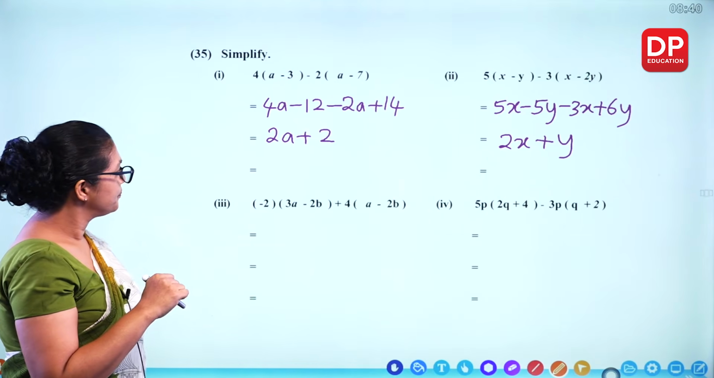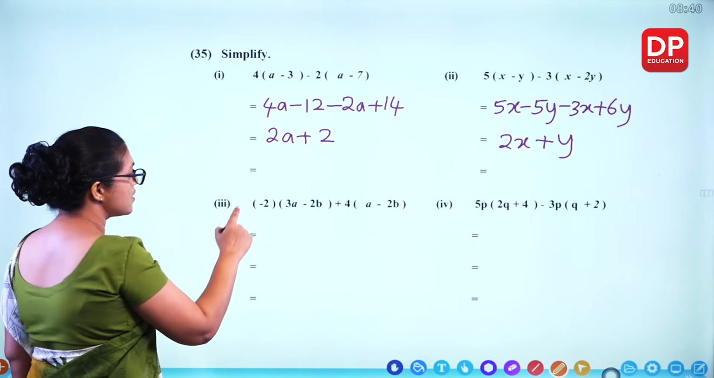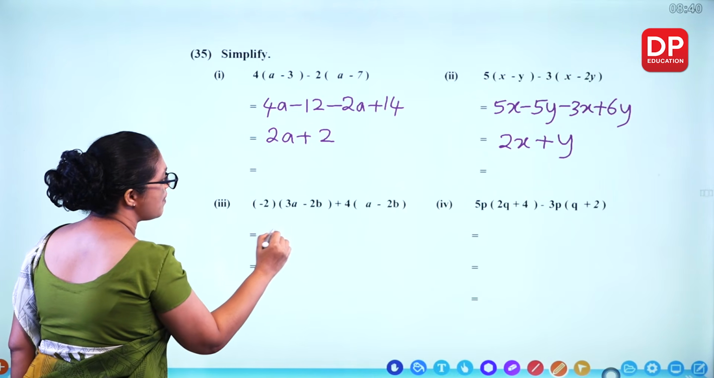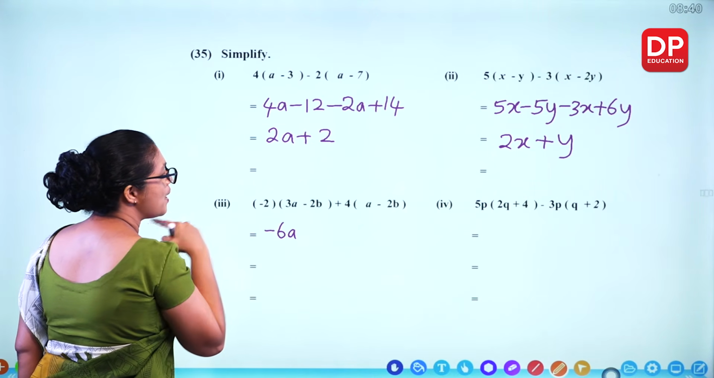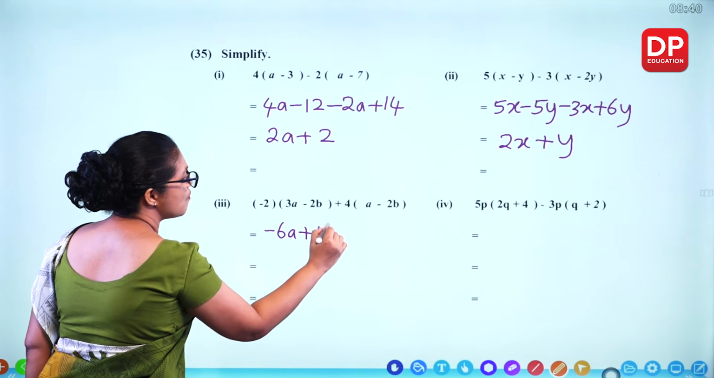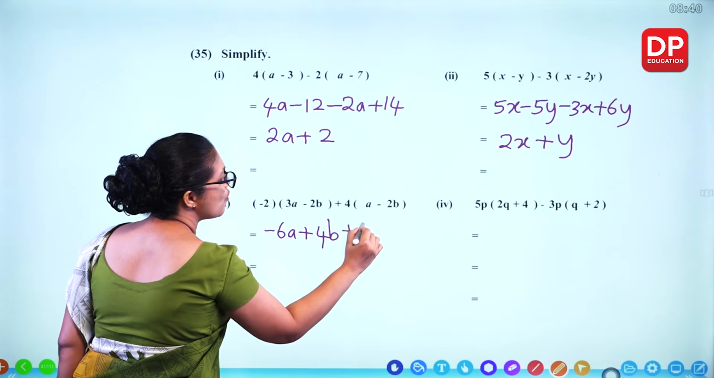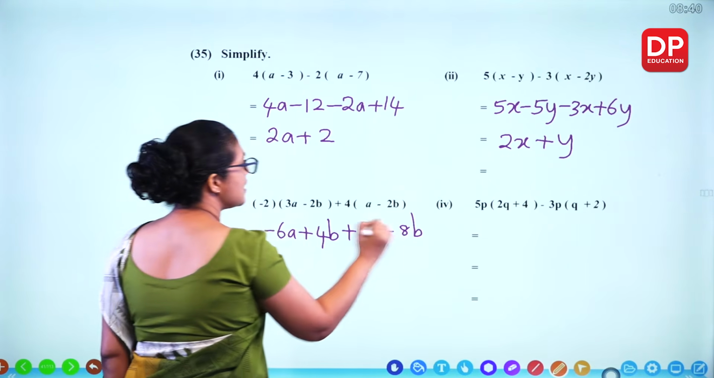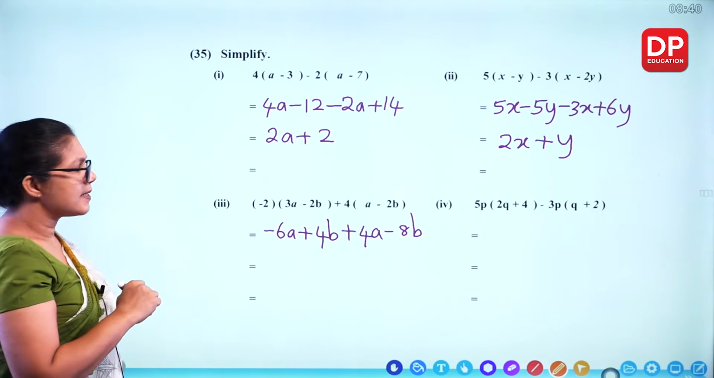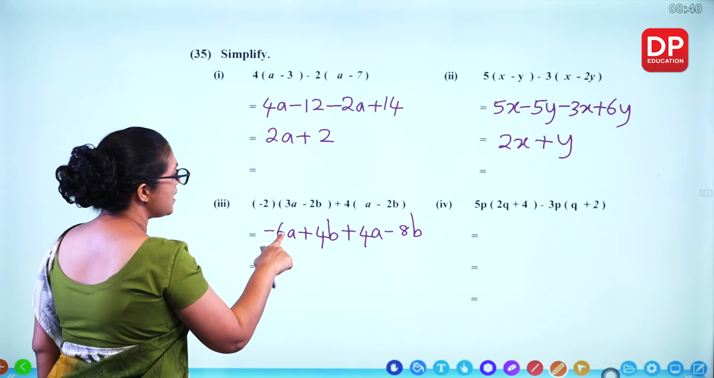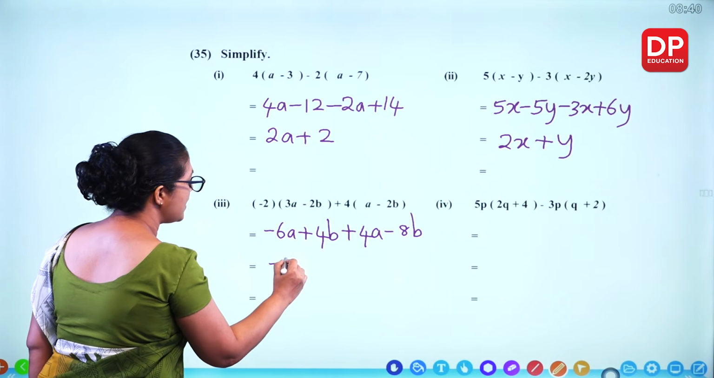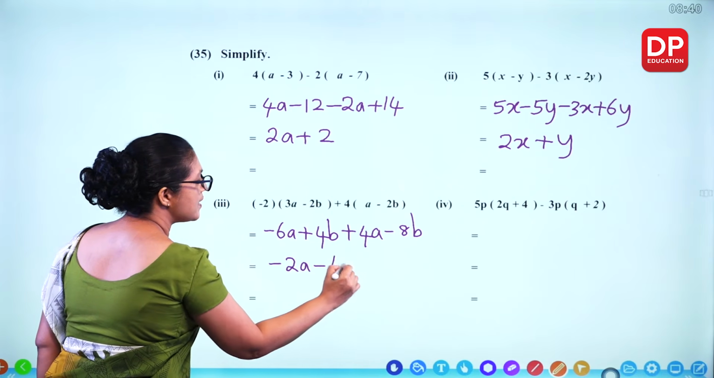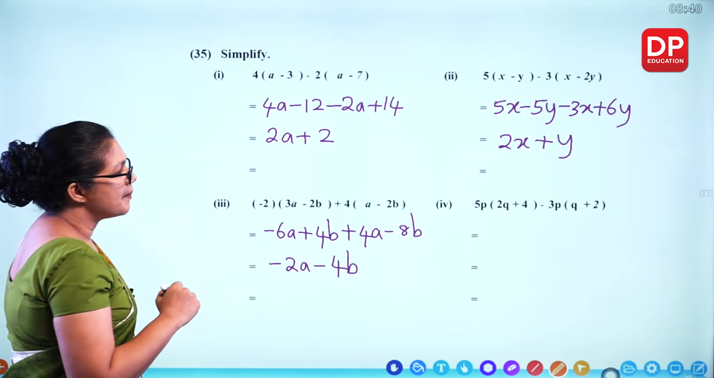This one has a minus 2 in front. So when you are multiplying, be careful. Minus 2 times 3, minus 6a. Minus 2 and minus, plus 4a. Plus times 4a, plus 4a. Here you get minus 8b. Add like terms. Minus 6a plus 4a, you get minus 2a. 4b and minus 8b, minus 4b.